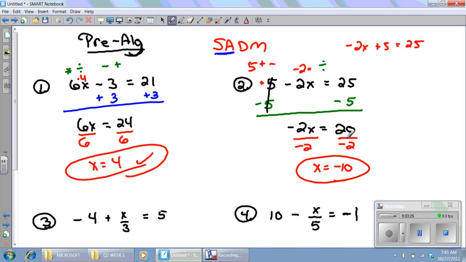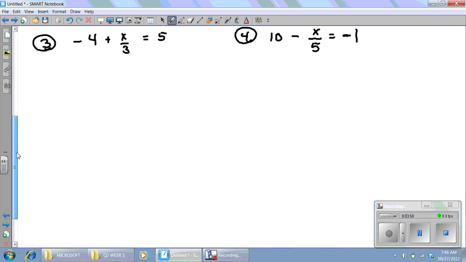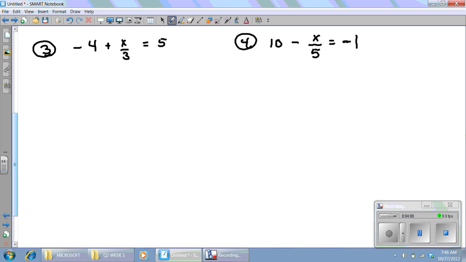All right, I should check really quick. 5 minus 2 times negative 10. Well, the order of operations tells me to do this part first. So I'll have 5 minus negative 20. And minus a negative is the same as plus a positive. And 5 plus 20 does equal 25. And there it checks. So I am good. All right, let's look at a couple more like this. If you feel game, go ahead and try those on your own. But if you want to watch me do them, that's okay too.